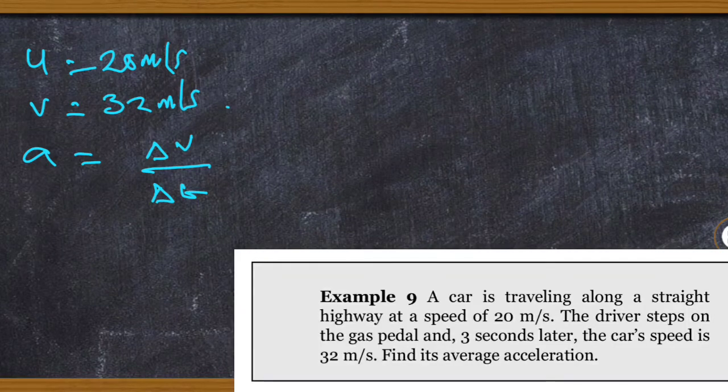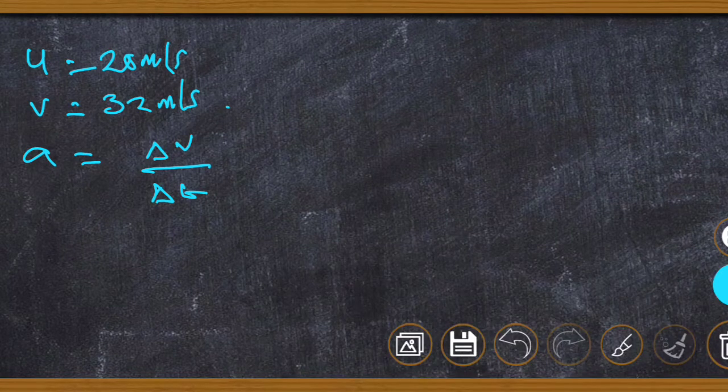I think they said a car is traveling along a straight highway at a speed of 20 meters per second. The driver steps on the gas pedal, and 3 seconds later. No, they said 3 seconds later. It simply means the change in time that is given to us is 3 seconds.